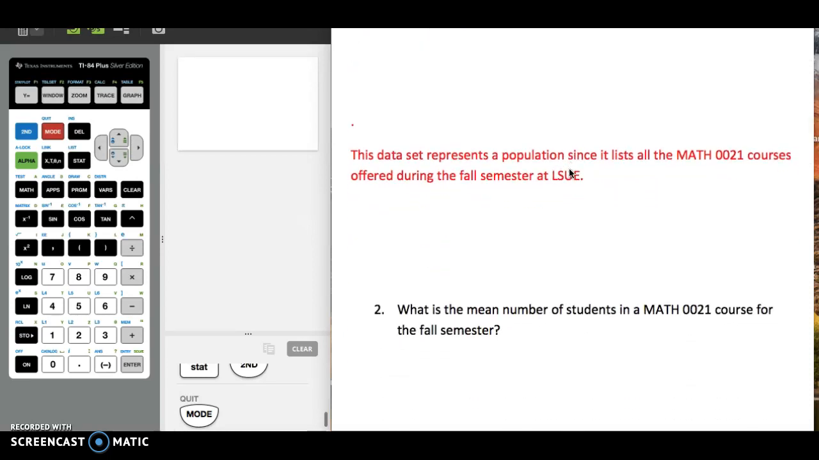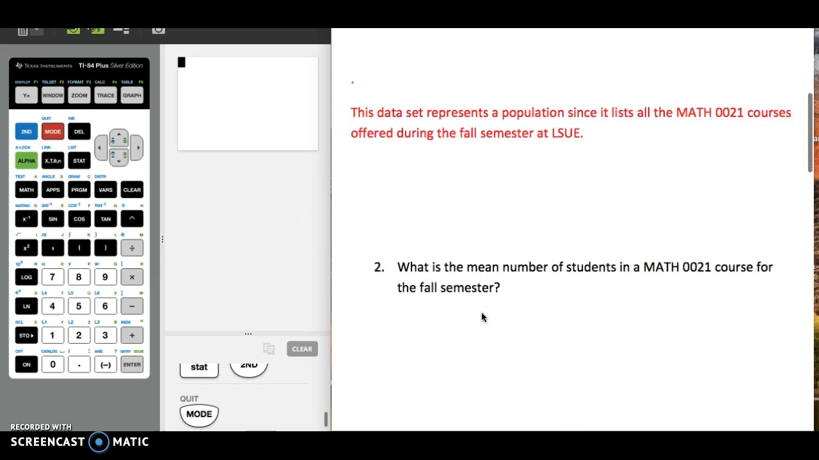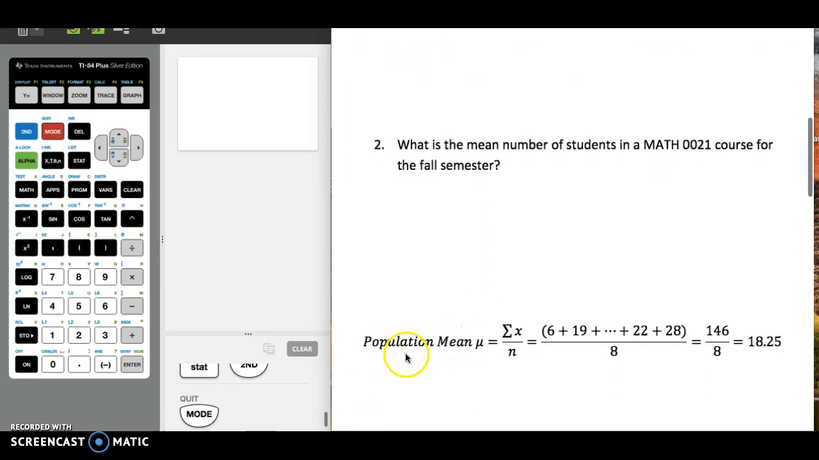What is the mean number of students in a Math 0021 course for the fall semester? Well, remember, mean, the way we calculate that is we add up all the values in the data set and divide by the total number of values in that data set. So here, since the data set is a population, we would calculate the population mean, which we use the notation mu when we're dealing with a population mean.